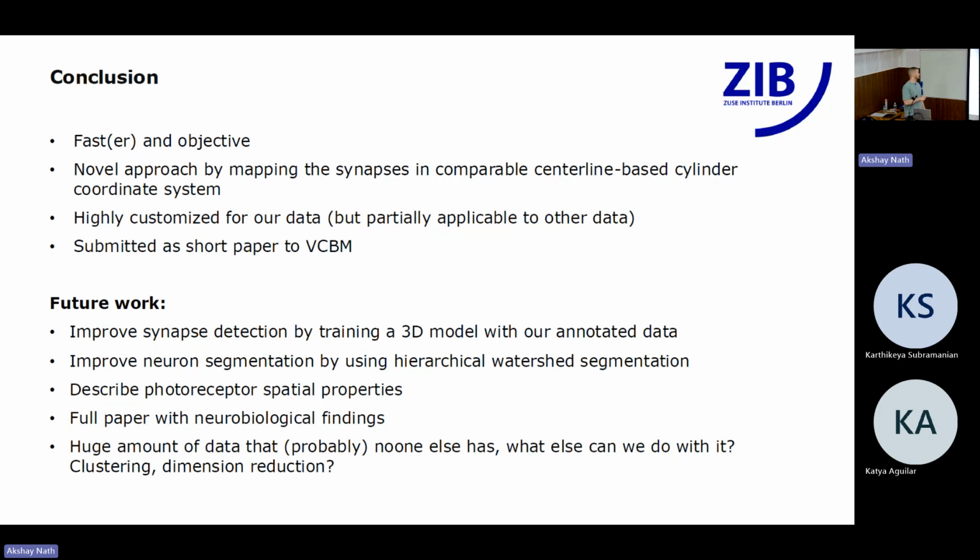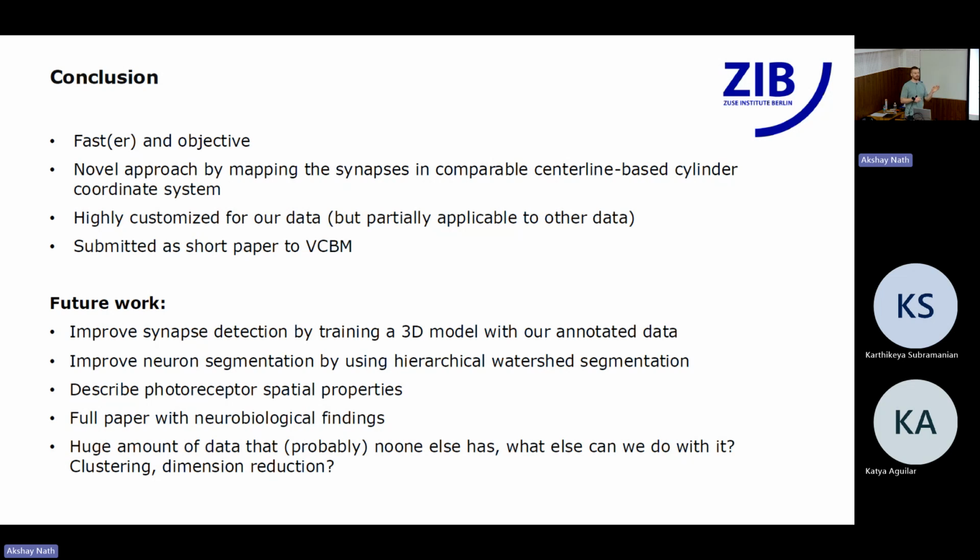Now I talked about all the amazing things about the workflow, but there are some drawbacks. The workflow that we have created is highly customized for our data. The entire issue is highly specific, and the workflow in its current state is not applicable to different types of data. But it is written in a modular fashion, so a lot of parts can be repurposed for other work.